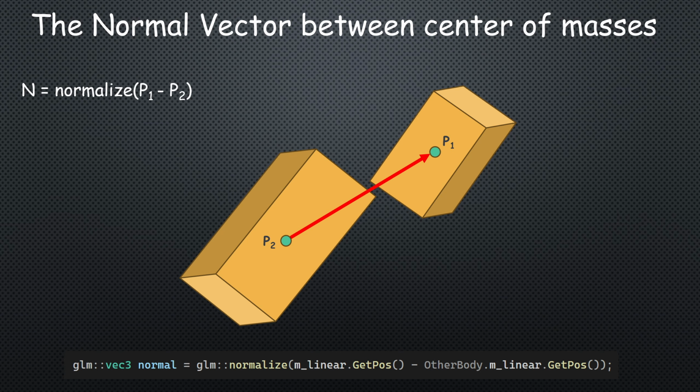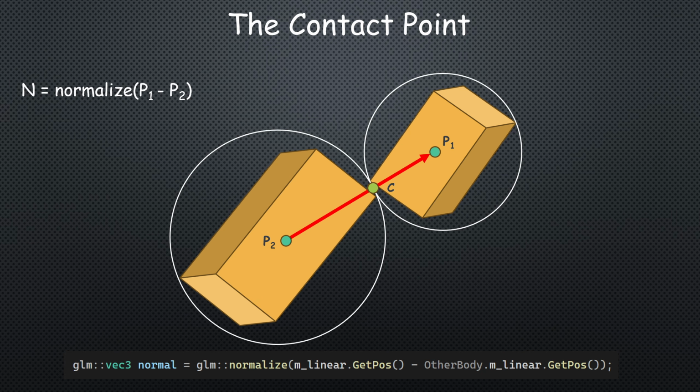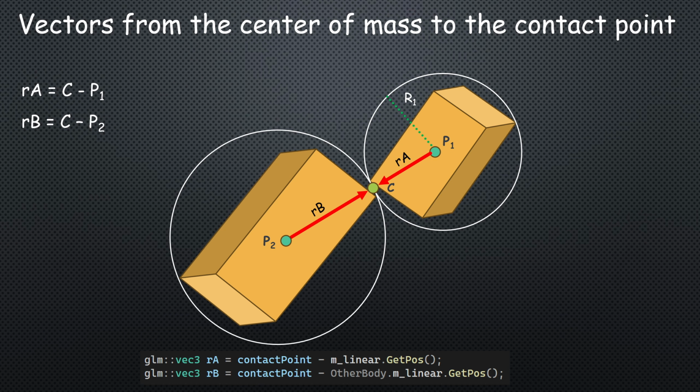First, the normal vector between the center of mass of the two rigid bodies. Next, we have the contact point. This can be quite complex to calculate precisely, so we will simplify, not surprisingly, using the bounding sphere. Multiply the normal vector by the radius of the bounding sphere of one of the objects, and subtract the result from its position in world space. We can now calculate the vectors from the center of mass to the contact point for both objects. These are crucial because they determine how much the force causes the object to rotate versus translate.